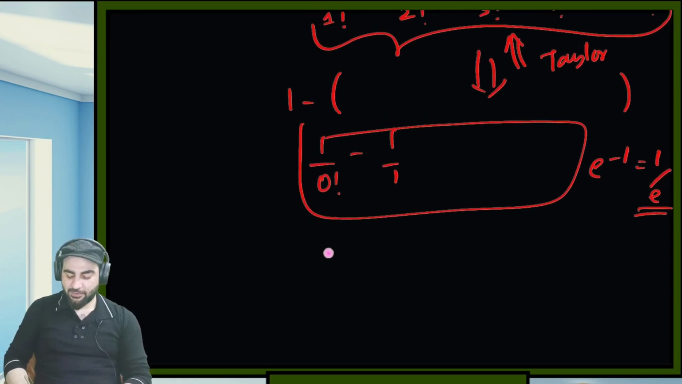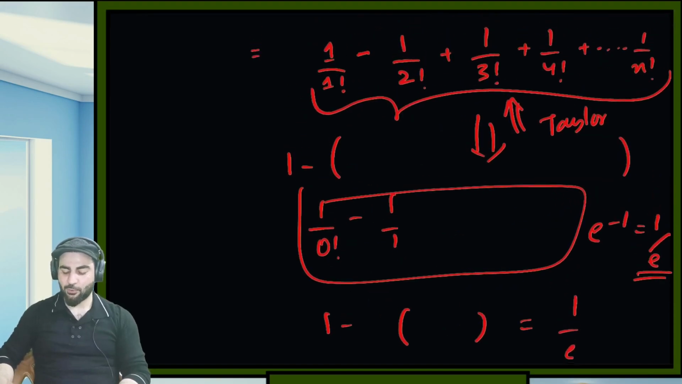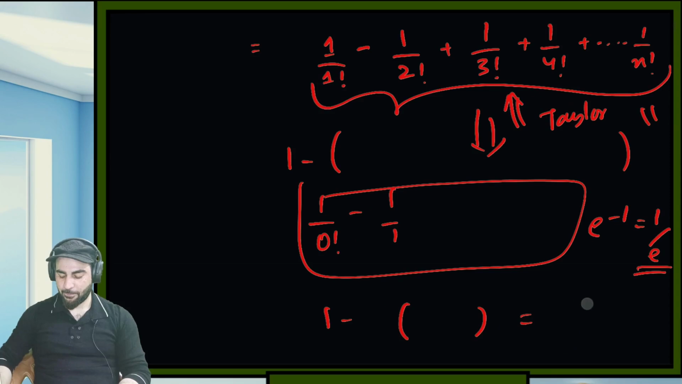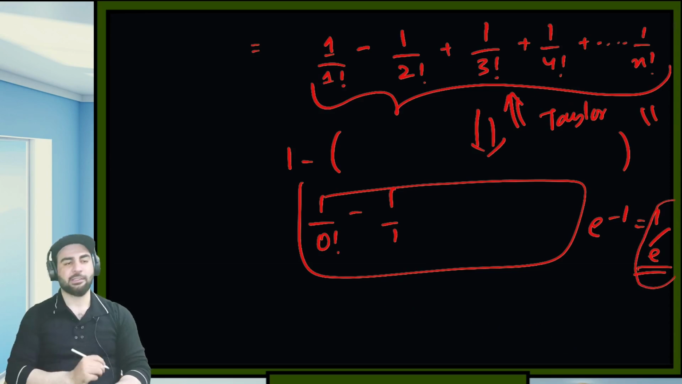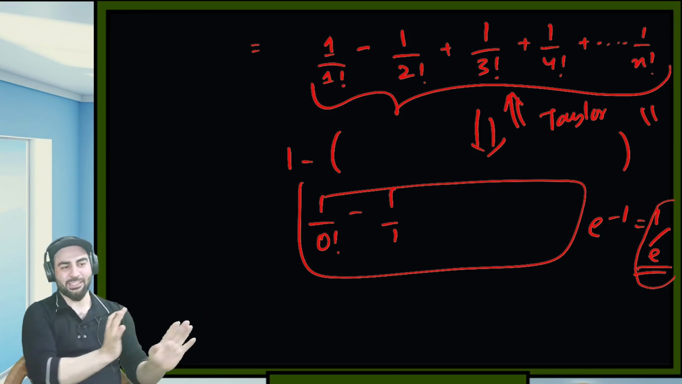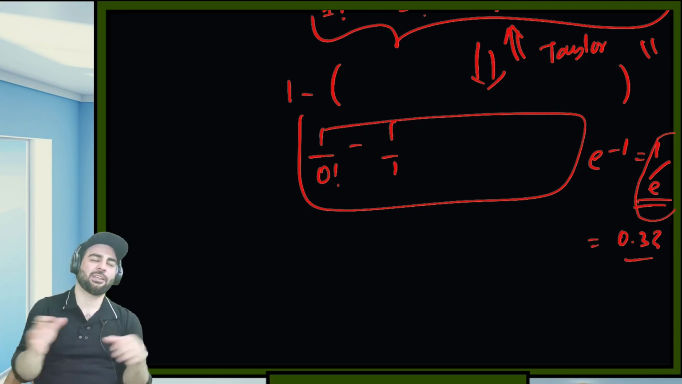So basically, 1 minus the Taylor series is equal to 1 by e. You can just compute this value also. So now you can see how this e came into the picture. Okay, this is a separate discussion. So let's suppose this number is around 0.3, something like 0.33. Okay, so this is the answer.